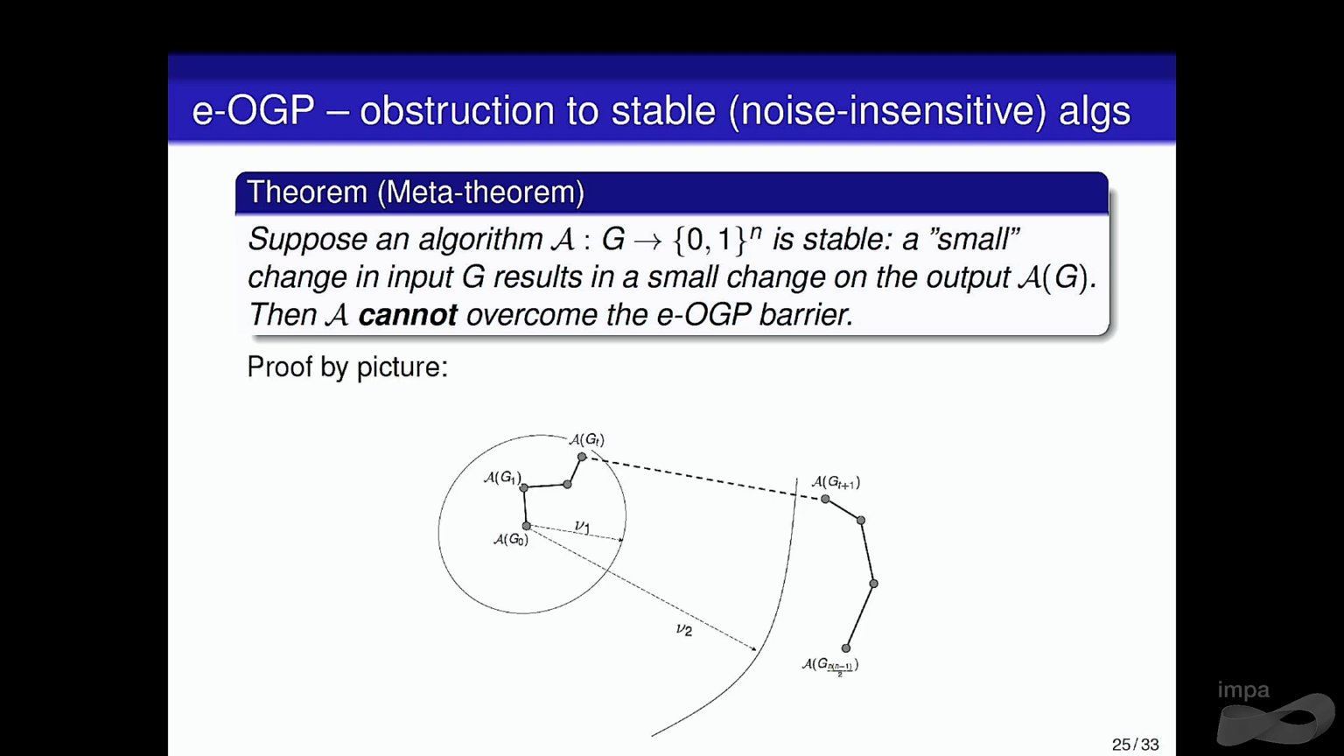And here's the proof, and the proof is by picture. So let me explain the parts of this picture. What I have here is a collection of graphs, but what I plot here is the algorithm applied to this collection of graphs. So you fix your algorithm, and then you apply it to this collection of graphs. And then you get some points in the Boolean cube. This is the first solution, second solution, third solution, fourth solution, and so on. And you progress until you get to the result of your algorithm applied to the last graph.